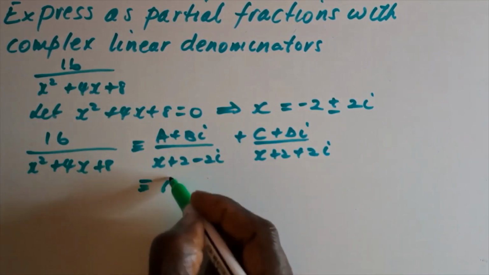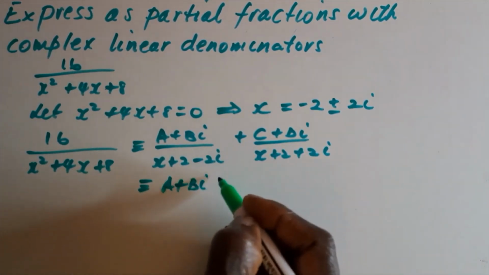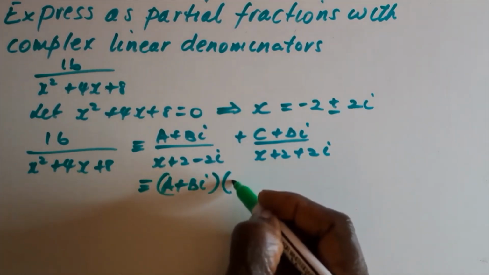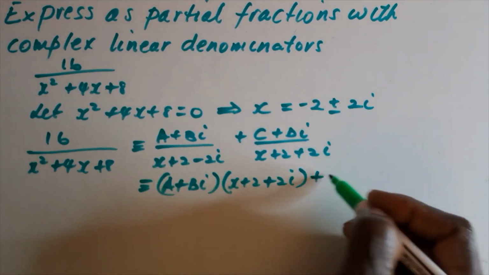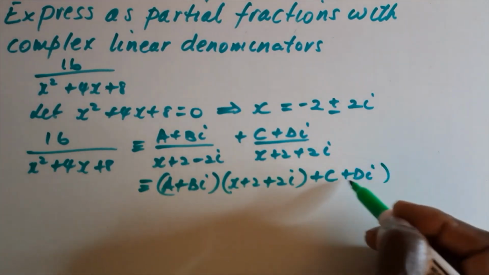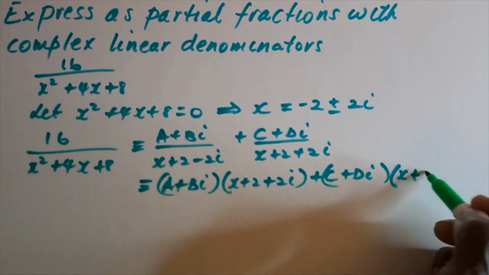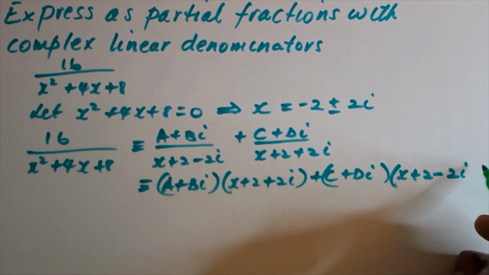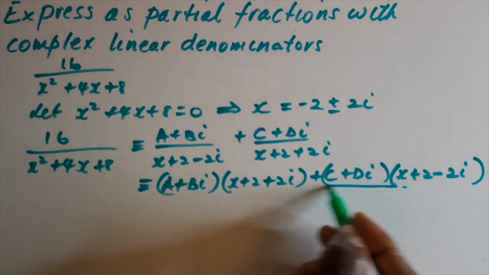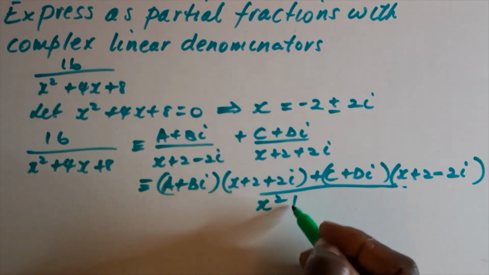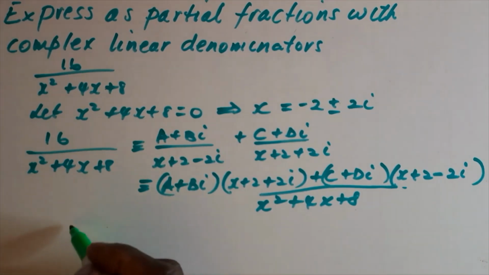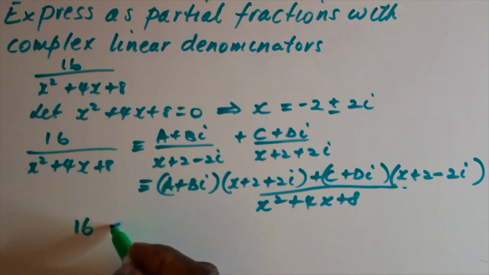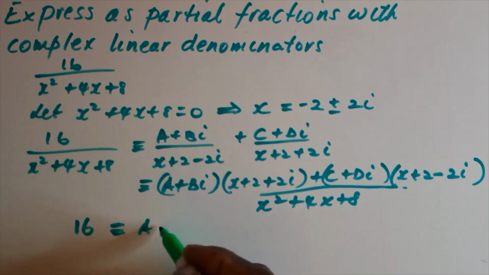So you can write this as (a + bi)(x + 2 + 2i) + (c + di)(x + 2 - 2i), and all of this over x squared + 4x + 8. We can eliminate both denominators because they're the same on both sides and write that 16 is equivalent to just the numerators.